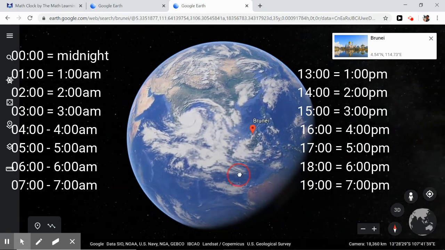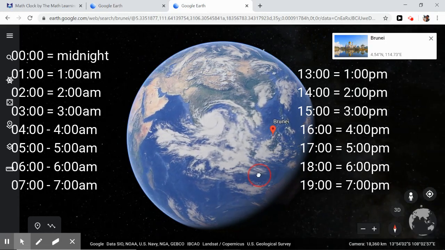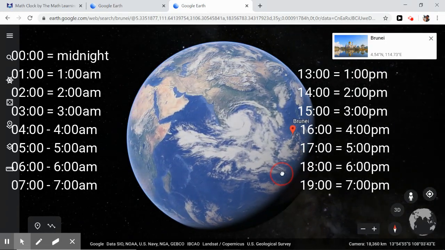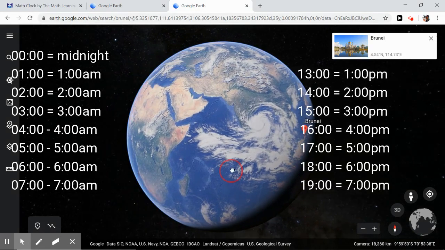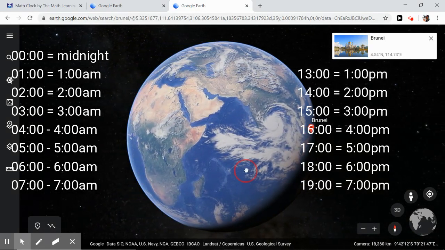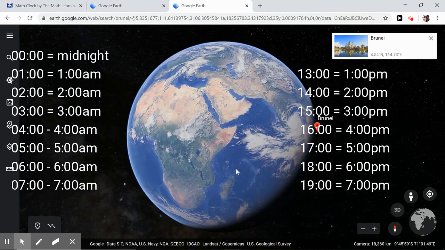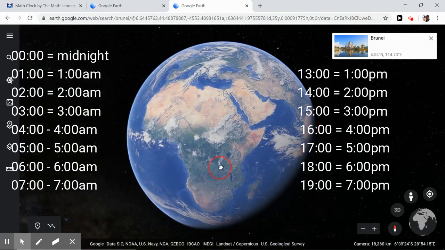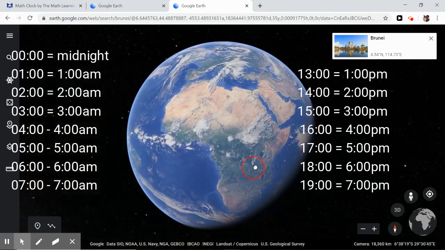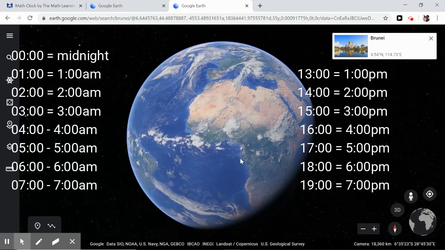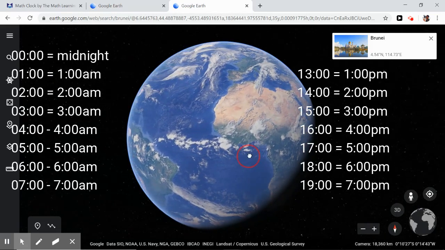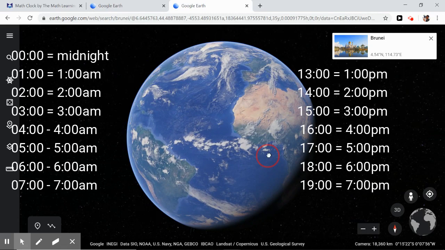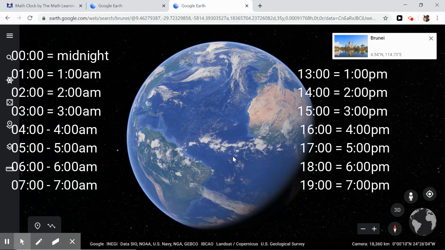So now it's probably about 1 p.m., 2 p.m., 3 p.m., 4 p.m., 5 p.m. It starts to get a little bit darker, 6 p.m., and I imagine it's about 7 p.m., 8 p.m., 9 p.m., 10 p.m., 11, and then probably about midnight right now. So Brunei is on the other side, all the way around the other side of our planet Earth.